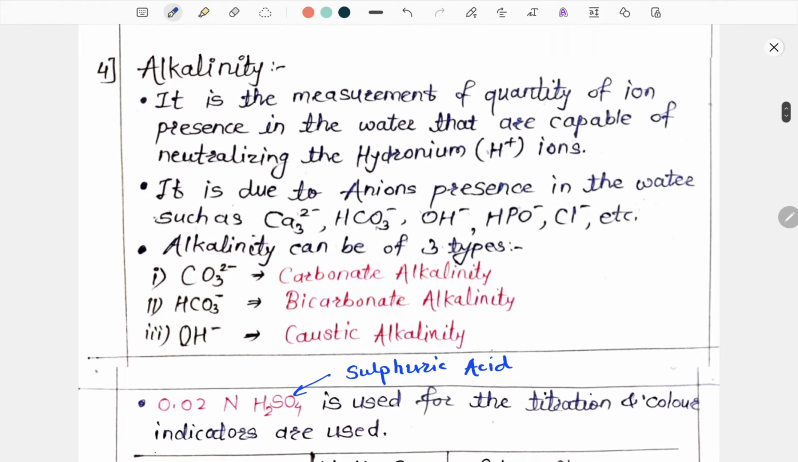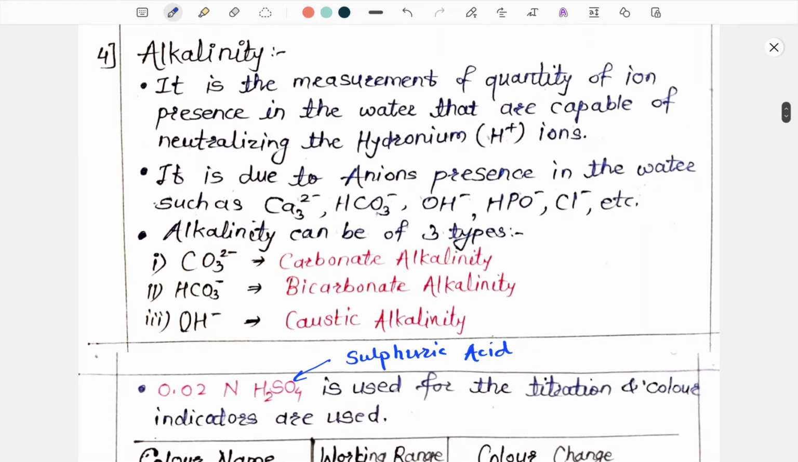Now the fourth chemical water quality parameter is alkalinity. Alkalinity is the measurement of the quantity of ions present in the water that are capable of neutralizing the hydronium, that is H plus ions. Alkalinity is due to anions present in the water, such as carbonate alkalinity, that is CO3 2 minus, bicarbonate alkalinity, that is HCO3 minus, caustic alkalinity, that is OH minus ions, HPO4 minus, Cl minus, etc.